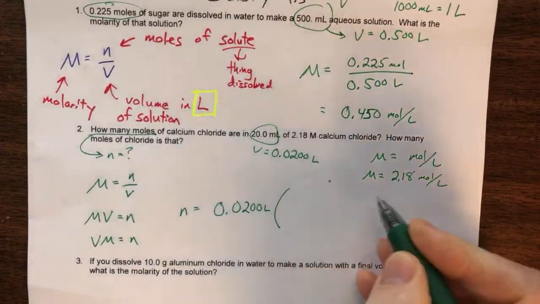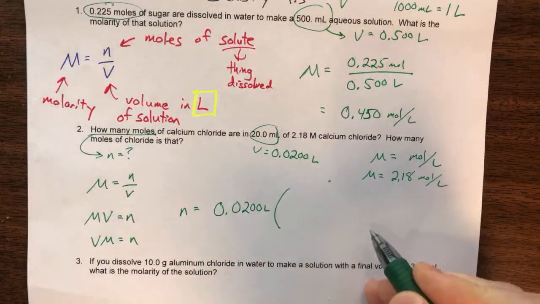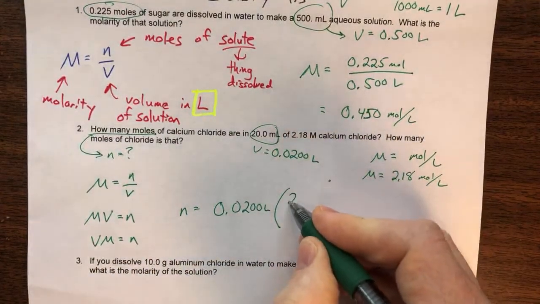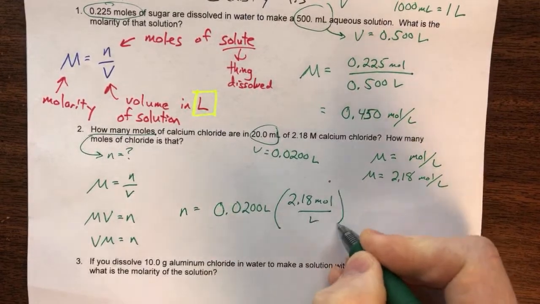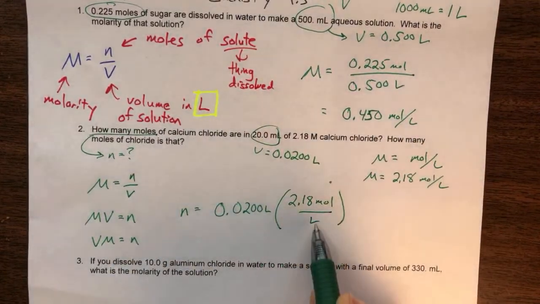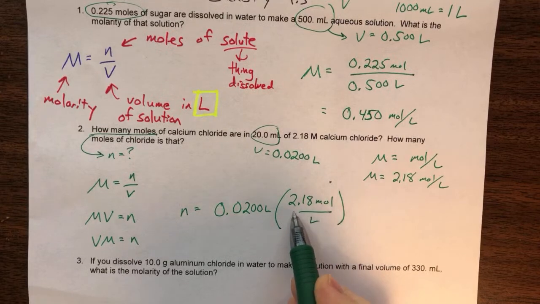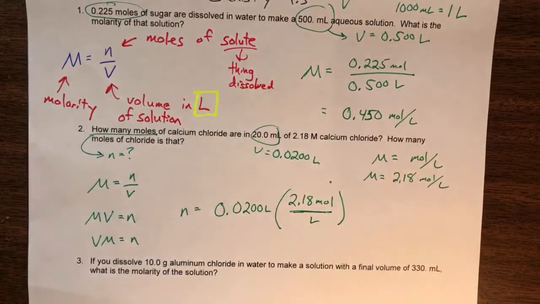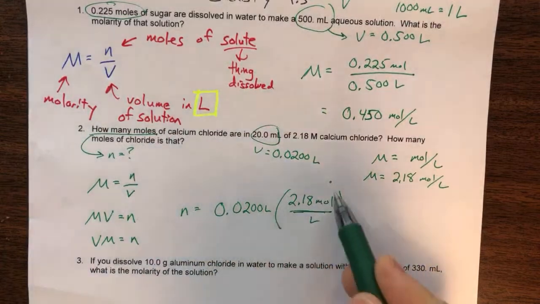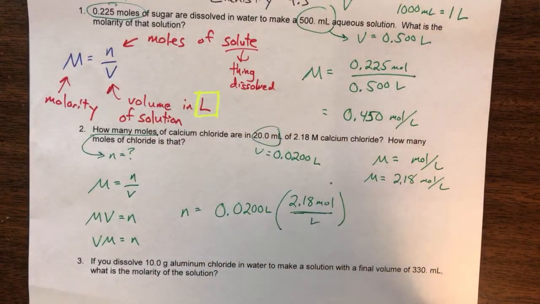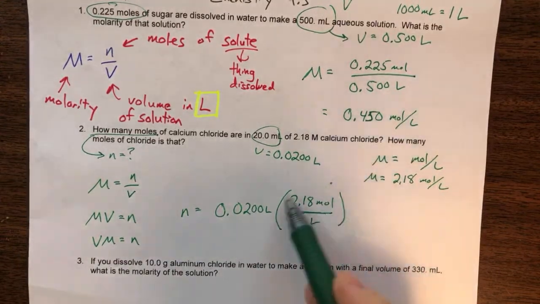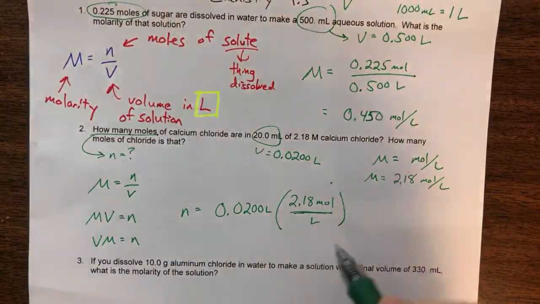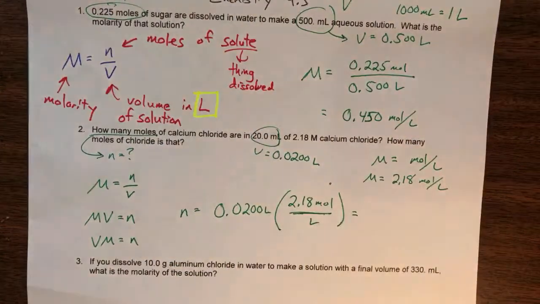Check this out. We could just simply write 2.18 moles per liter, or what I'm going to do is 2.18 moles per liter, so we can see that the liters on top and liters on the bottom are going to cancel out. And just like what we've done for other conversions, this molarity acts as a conversion factor. The molarity is a conversion factor between your volume and your moles. And so we can use that as a conversion factor. So let's do that.